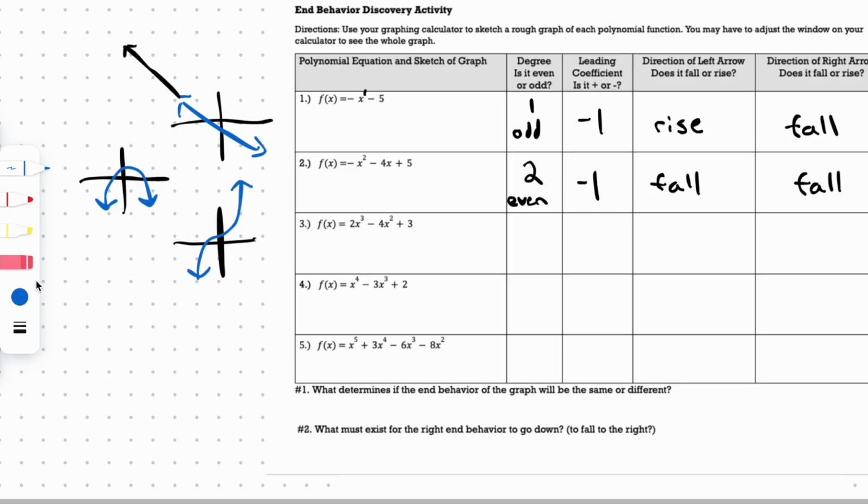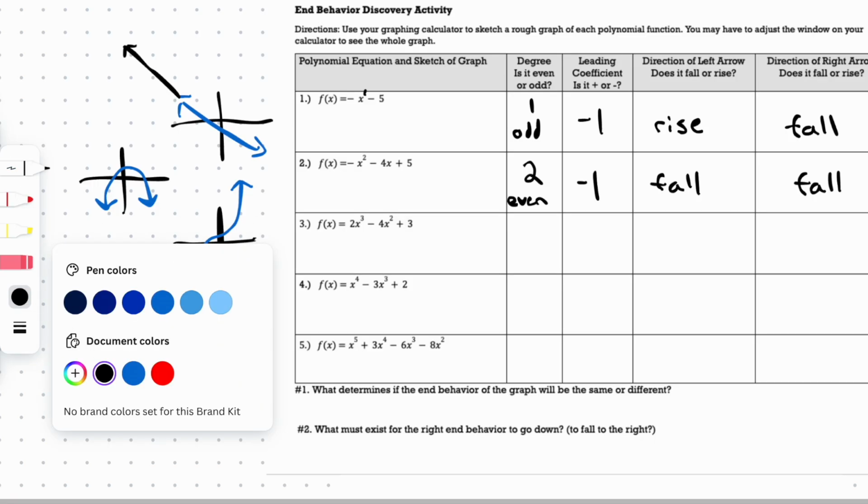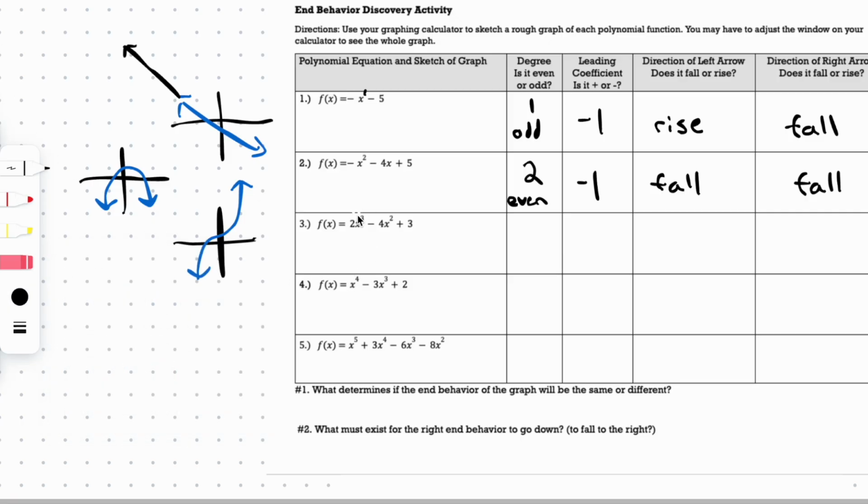So when we graph this, first, what's our degree? Well, our degree is going to be 3. And is that odd or even? Well, that's odd. And what's our leading coefficient? So what are we multiplying x to the third by? 2. And that's going to be positive 2.